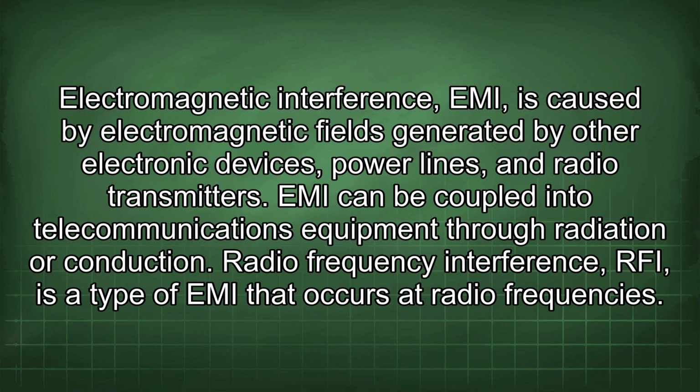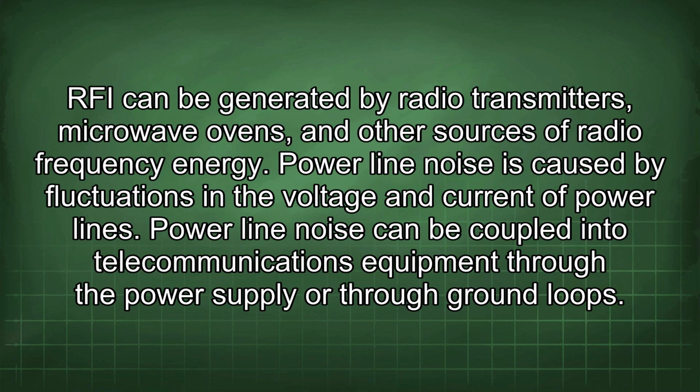Electromagnetic interference (EMI) is caused by electromagnetic fields generated by other electronic devices, power lines, and radio transmitters. EMI can be coupled into telecommunications equipment through radiation or conduction. Radio frequency interference (RFI) is a type of EMI that occurs at radio frequencies. RFI can be generated by radio transmitters, microwave ovens, and other sources of radio frequency energy.